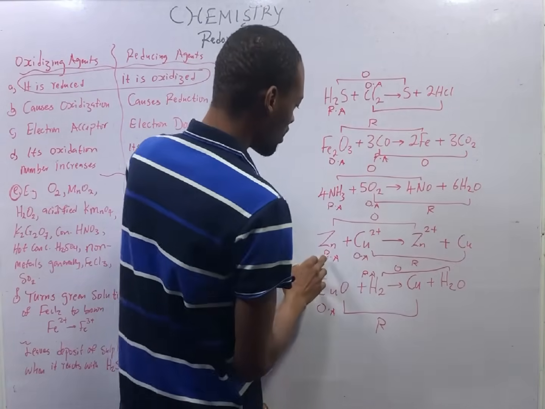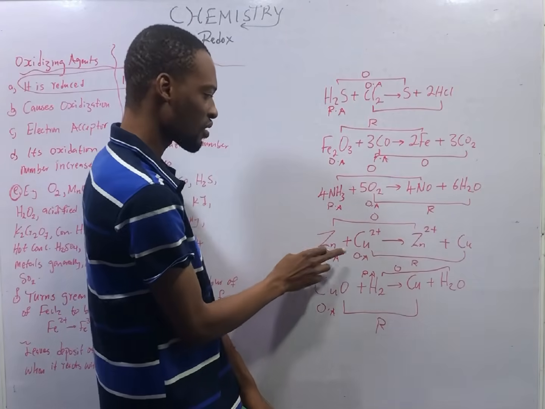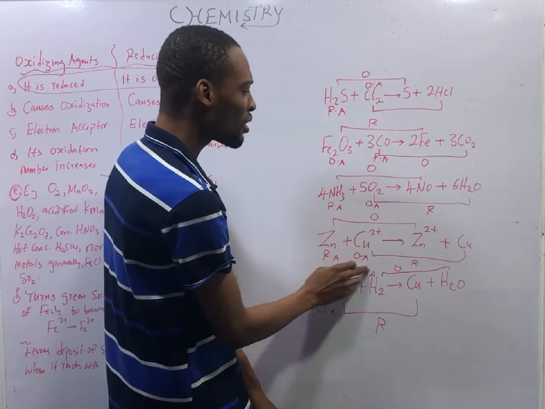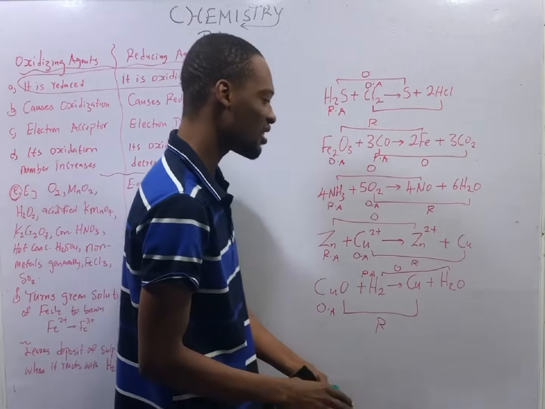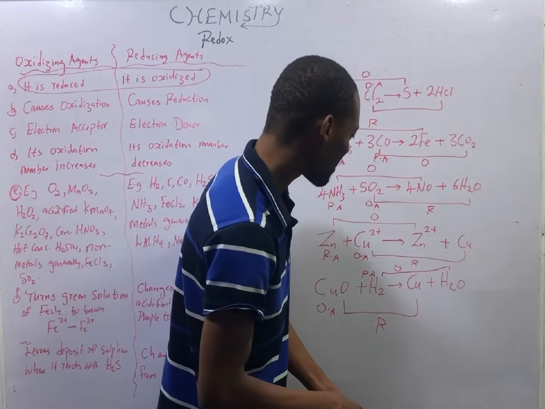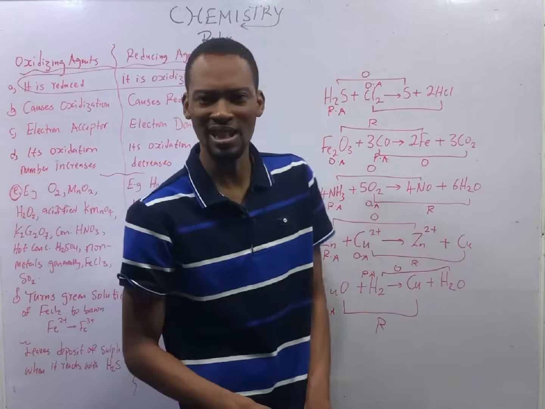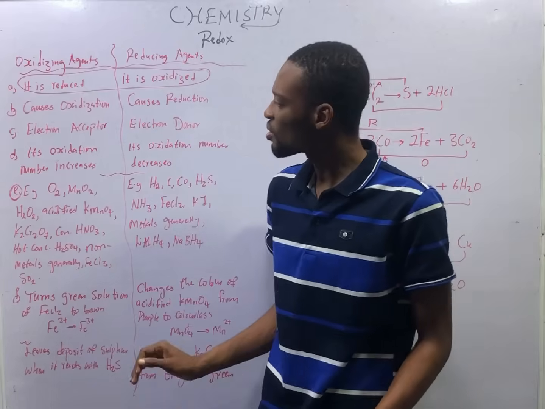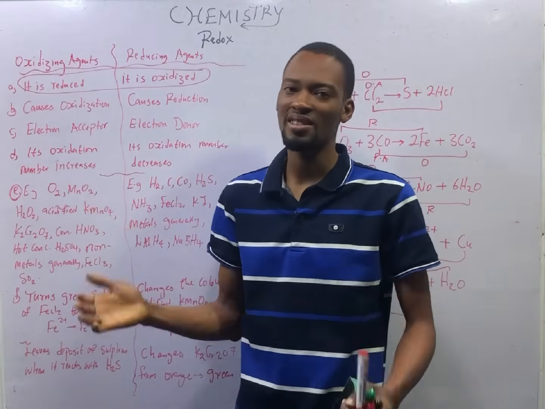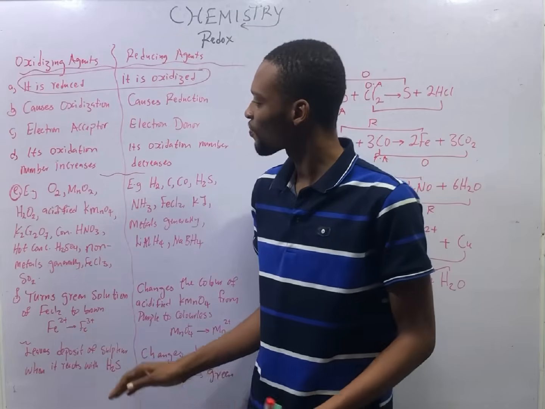Now look at this. Zinc, the oxidation number has increased. It is the reducing agent. Copper 2+, the oxidation number has reduced. It is an oxidizing agent. Why did the oxidation number reduce? Because it has gained electrons. Now, why did the oxidation number here increase? Because it has lost electrons. So loss of electron is oxidation, gain of electron is reduction.